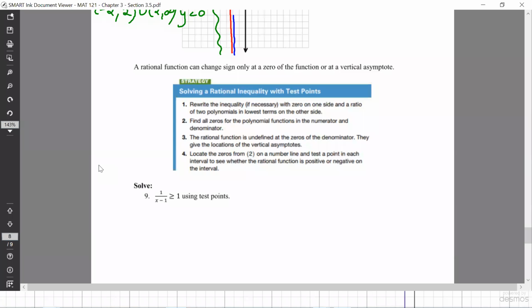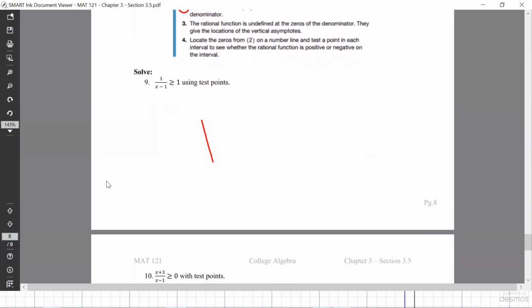Locate zeros from step 2. So they're actually talking about this step here. Locate zeros from step 2 on the number line and a test point in each interval, like we did with the other functions. And then, of course, we see where our interval is going to be positive, negative, greater than 0, less than 0.